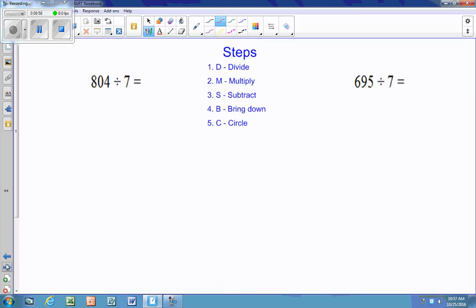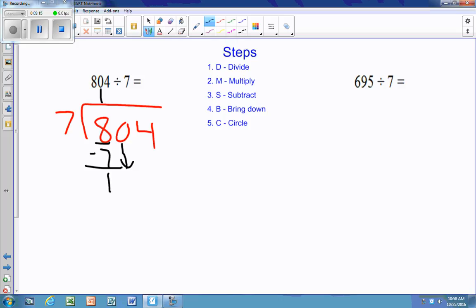Now I'm going to show an example with 3-digit numbers. So if I have 804 divided by 7, how many times can 7 go into 8? It goes in 1 time. 1 times 7 is 7. We subtract. We bring down the next number. How many times does 7 go into 10? 1 time. 1 times 7 is 7.